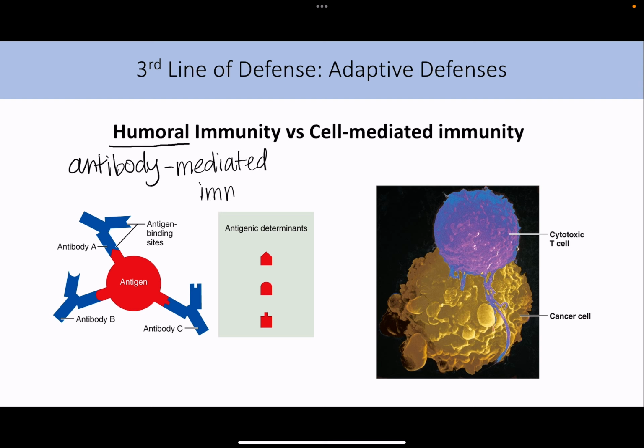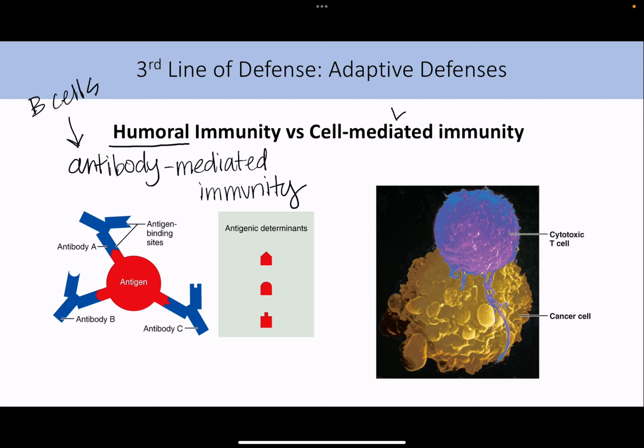So you can use either one, but humoral just relates to fluid, specifically plasma, and that's where the antibodies are. So humoral immunity is going to be antibody-mediated immunity. And which of our lymphocytes are responsible for making antibodies? B cells. So humoral immunity is through B cells.